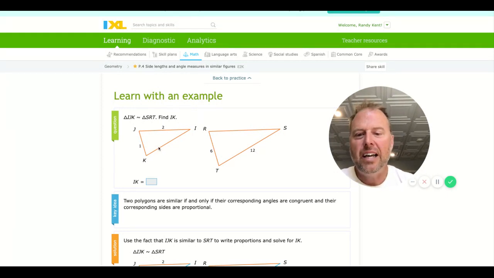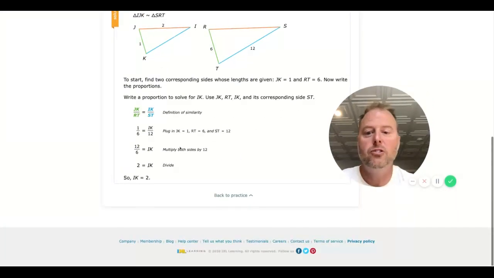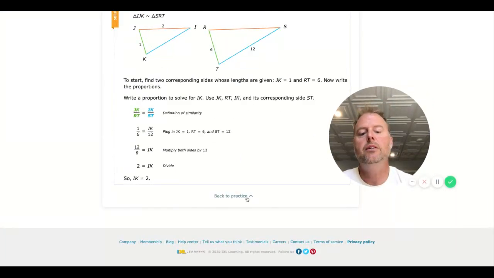So if I look at that, what am I doing to one to get to the other? So JK, I had to multiply by 6 to get to RT. All right. JI, I would have to multiply by 6 to get to 12 on RS. Same thing here. KI, I would be taking some number and multiplying by 6 to get me to 12. So in this case, IK would have to be 2 because 2 times 6 is 12. And that's what they come up with down here.